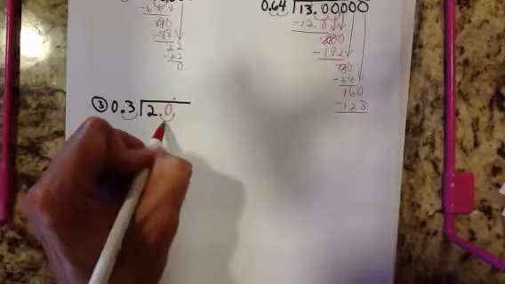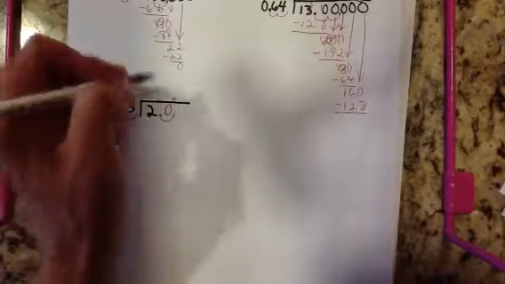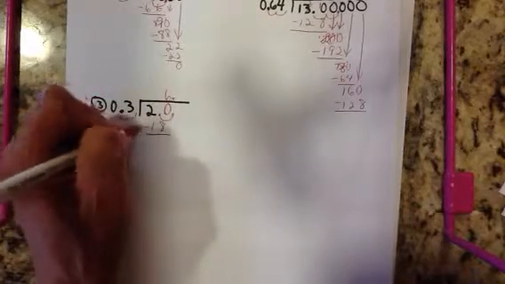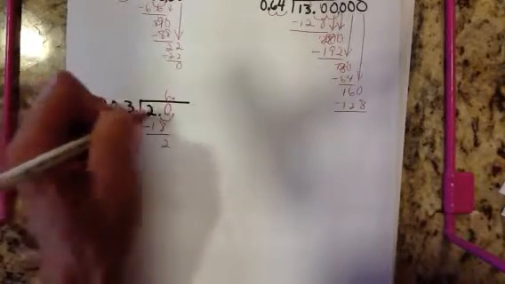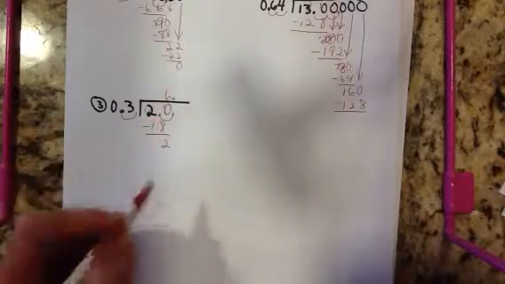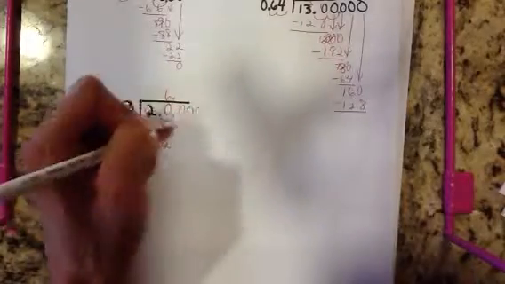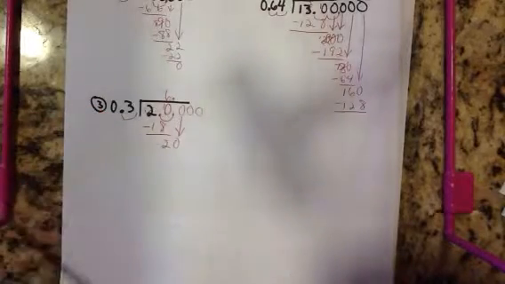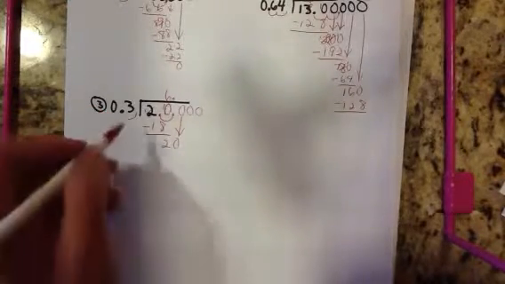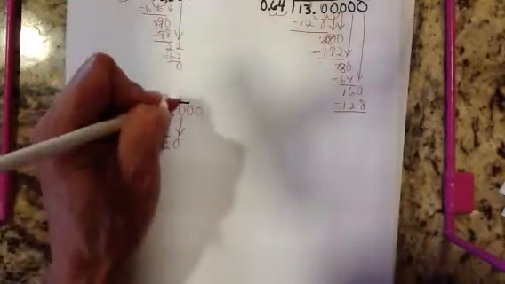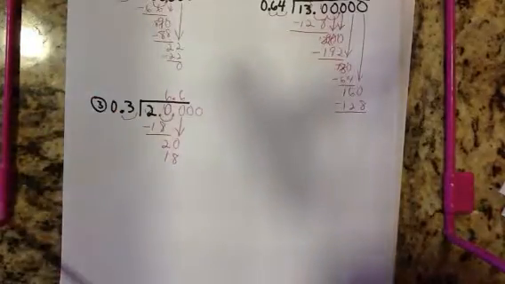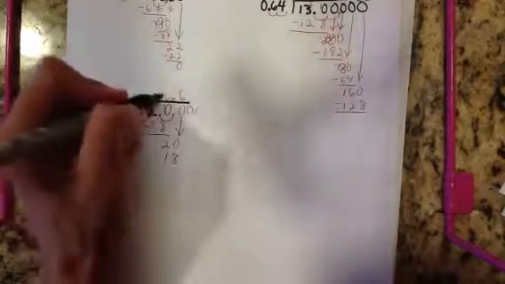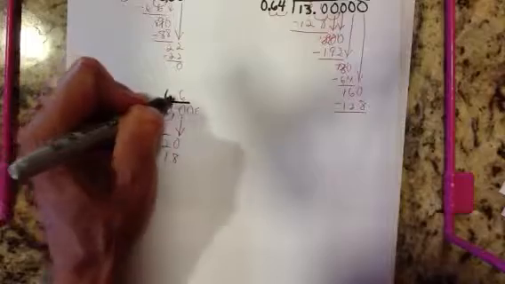3 can go into 20. How many times? It can go in 6 times. 6 times 3 is 18. I get remainder 2 again, because 8 from 10 is 2. Add some add-in zeros. Bring that down. And notice I'm getting a repeater already. 3 into 20 is 6. 18.